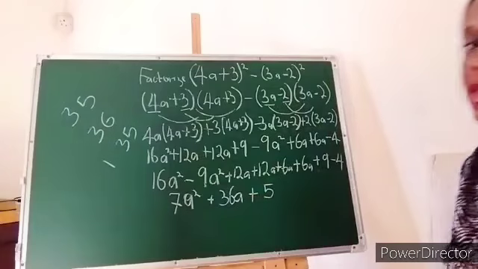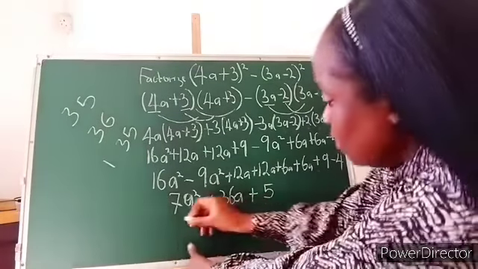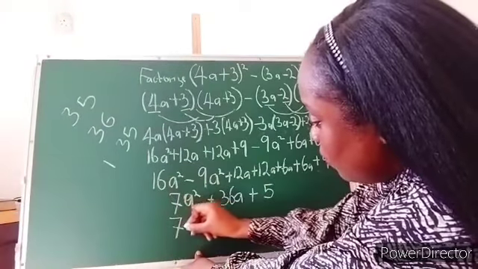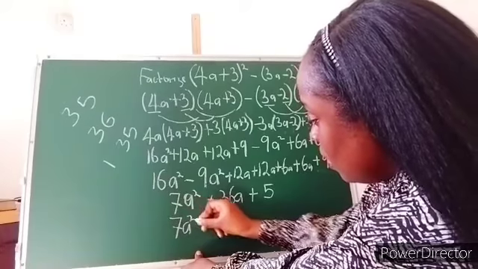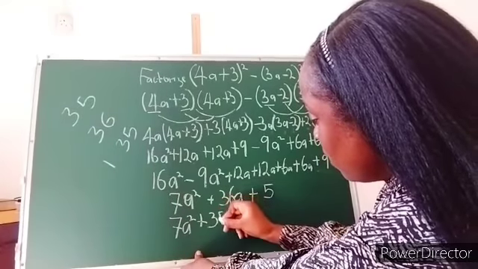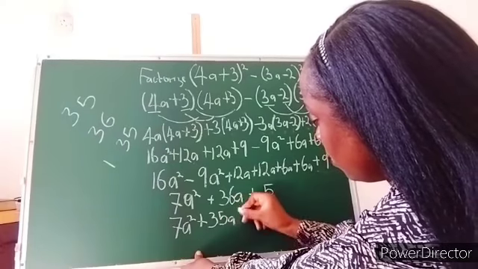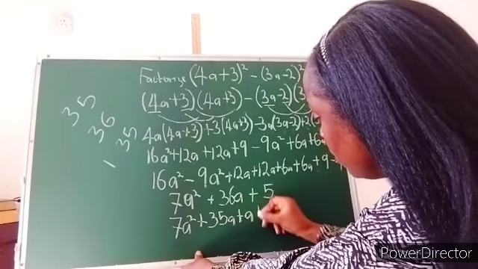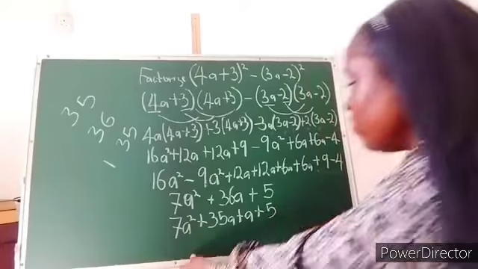Come jam and keep for here. You see? Oya now, make we write 7a square plus 35a plus a plus 5. They say am.